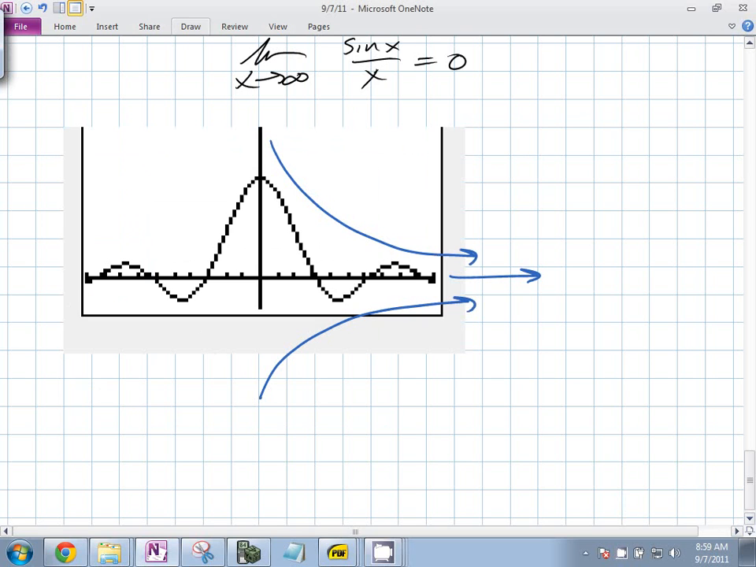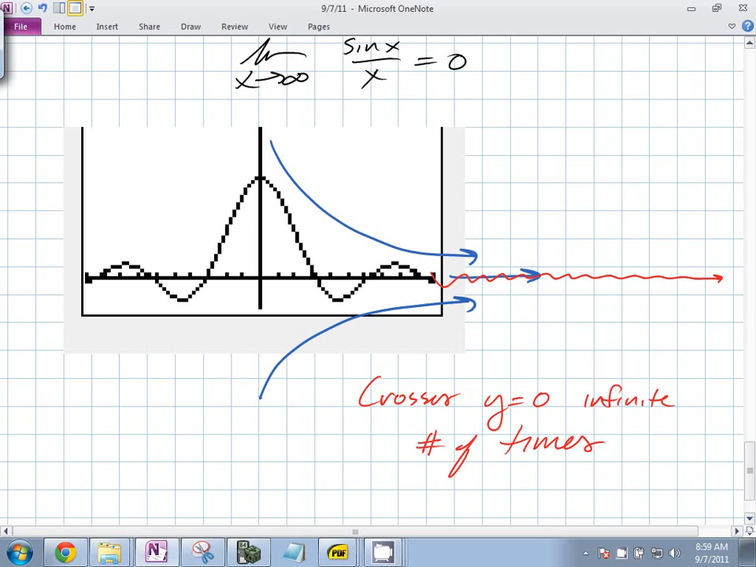But what does this function do as it goes on? So how many times does it cross? All of them. Yeah, it crosses y equals 0 an infinite number of times. Does that make sense, everybody? It's going to keep on oscillating. It's going to get smaller, but it's going to keep on oscillating. Why does it get bigger here? You're dividing by a fraction eventually. So, yeah.